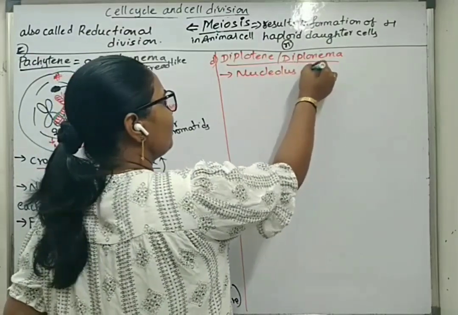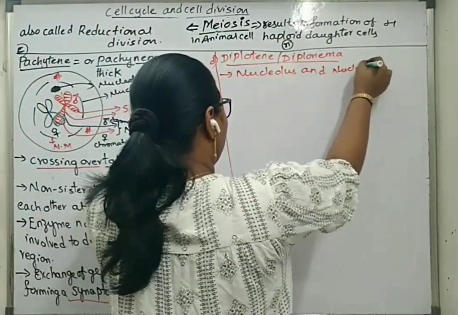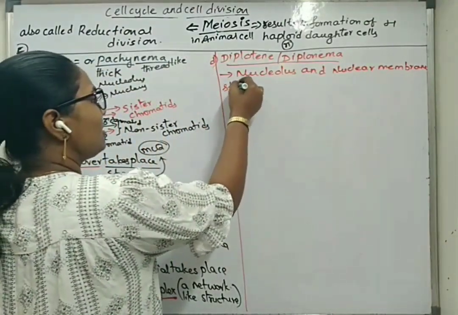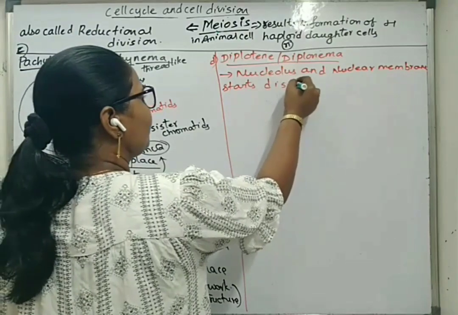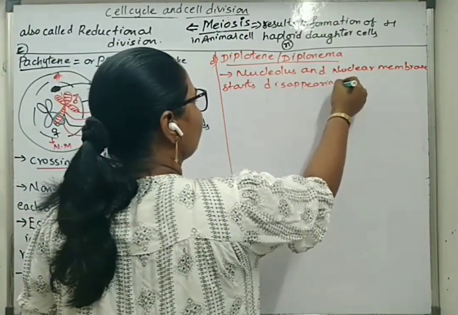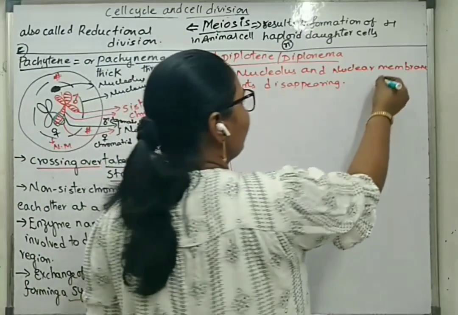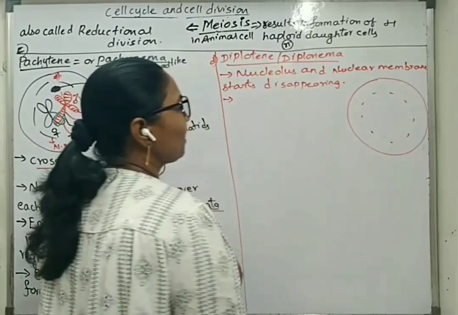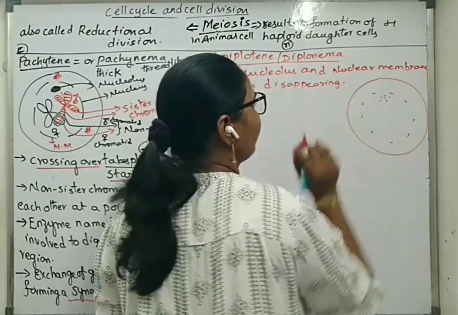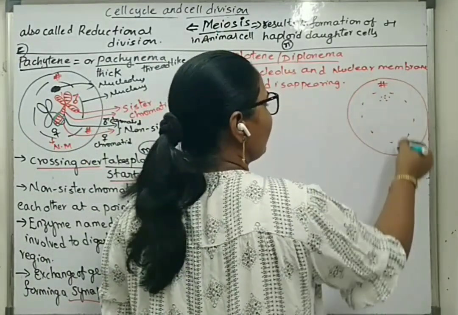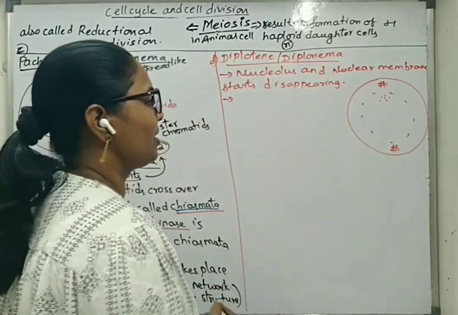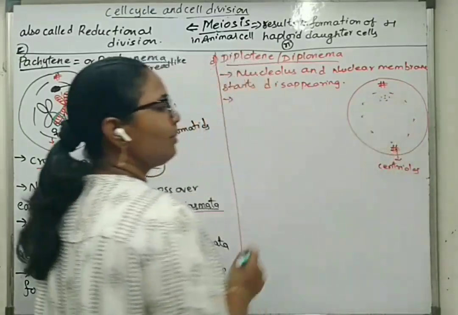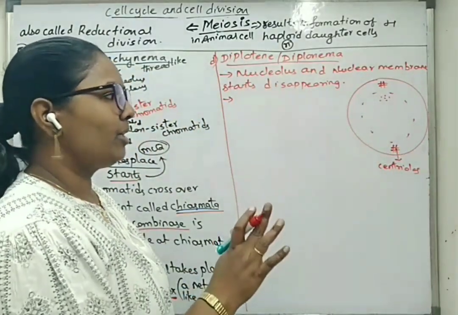Nucleolus and nuclear membrane start disappearing. Next, if you draw a structure, this is a cell. The nucleolus now gets disappeared. Centrioles now start moving to opposite poles. So these are centrioles. Now, since the nuclear membrane and nucleolus are disappearing, I am not labeling them.